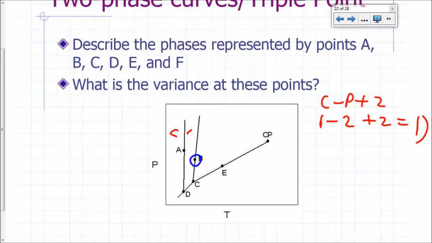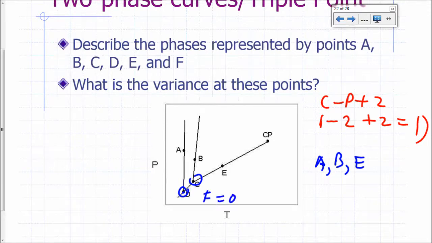Then you have a solid in equilibrium with a liquid there. Okay, and then point E, you have a liquid in equilibrium with a gas. At point D, okay, so those three are two-phase. So A, B, and E represent conditions where you have two phases coexisting. Okay, so the variance for those is 1. Okay, what about point C and point D? Those are triple points, so these have a variance of 0.